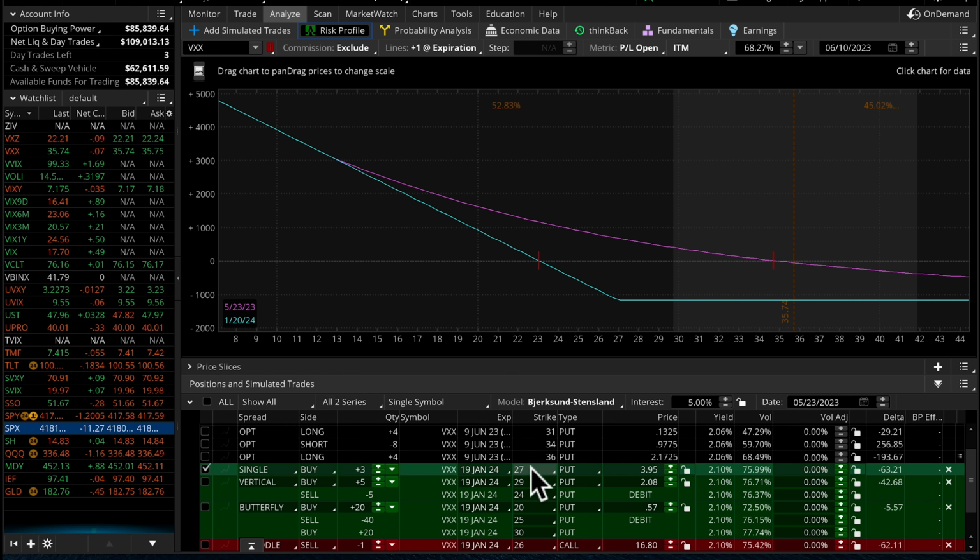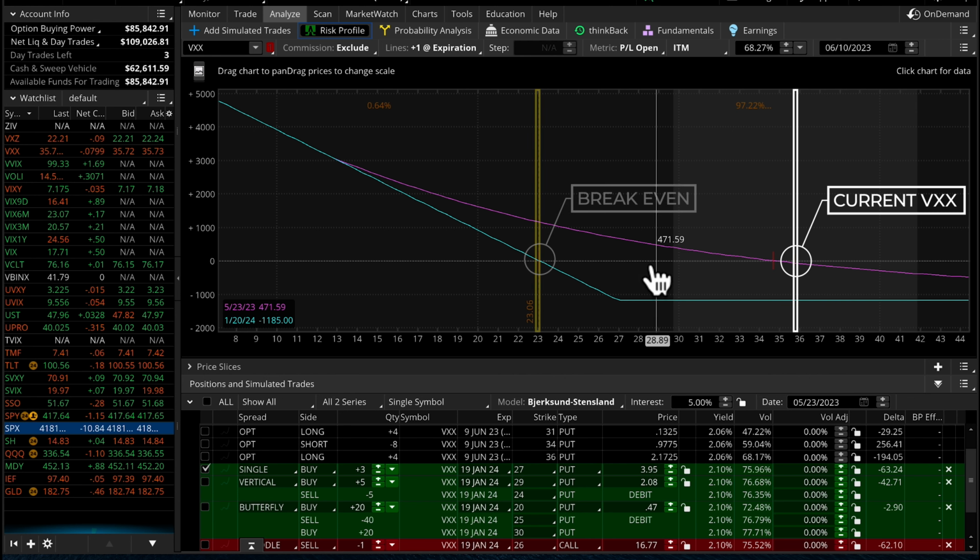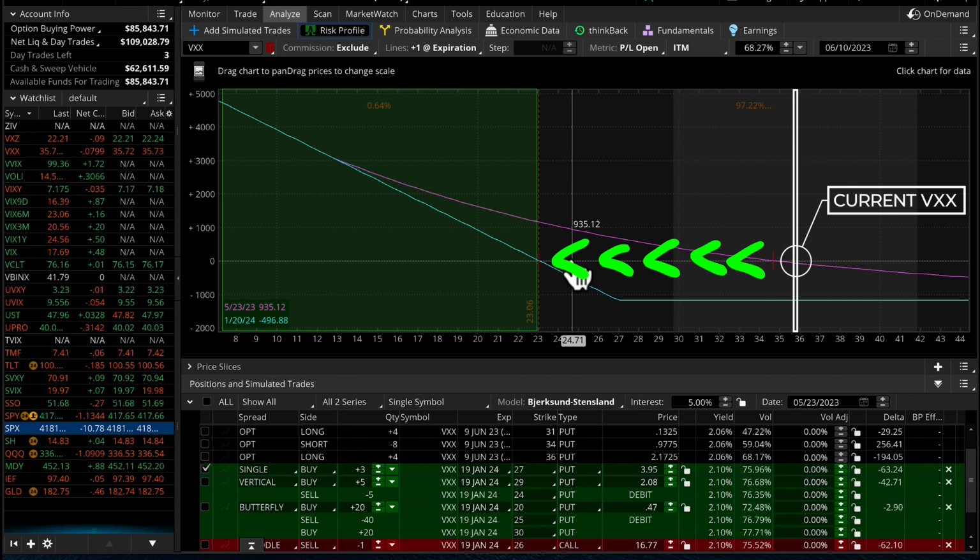But looking at this 27 strike put option, this is what they look like. The break even is here, the current price is right here, and the pink line is the daily profit curve. So if we are right and the VXX does decay downward towards here, if it happens quick enough, we can make some money. This is a short volatility trade.